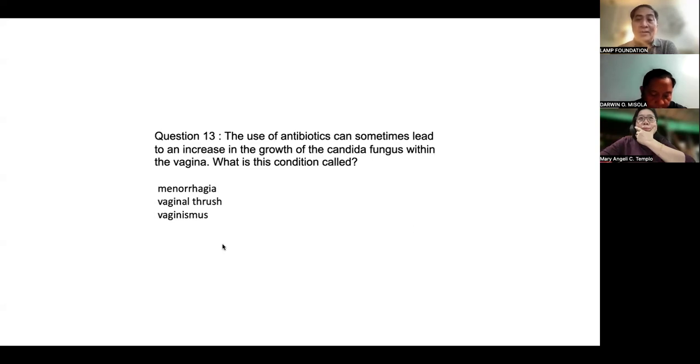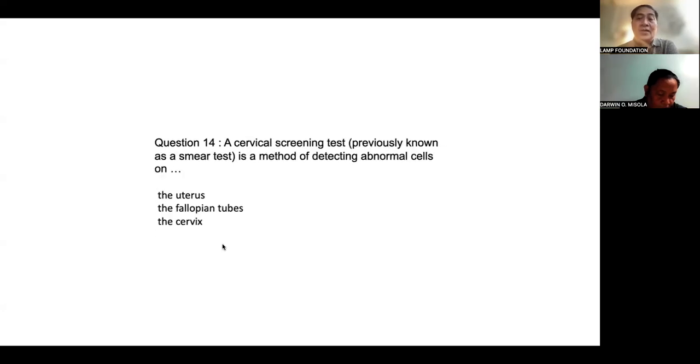The use of antibiotics can sometimes lead to an increase in the growth of the candida fungus within the vagina. What is this condition called? Candida vaginal thrush. A cervical screening test, previously known as a smear test, is a method of detecting abnormal cells on the cervix.